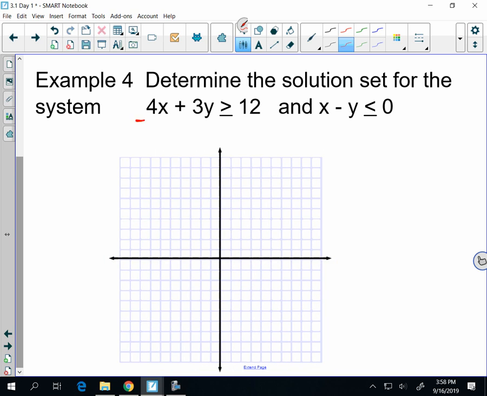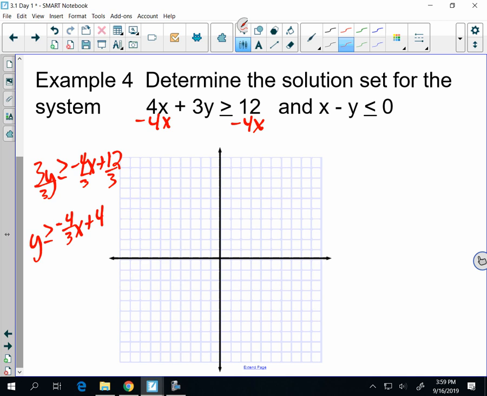So the first thing I'm going to do on this is I'm going to subtract 4x, and I'm going to get 3y is greater than or equal to negative 4x plus 12. And then I'm going to divide everything by 3 to get slope-intercept form, and I'm going to get y is greater than or equal to negative 4/3 x plus 4. So if I'm going to graph this, I'm going to go up here to 4 on the y-axis, and I'm going to go up 4 and back 3, or I'm going to go down 4 and over 3. This would be a solid line.